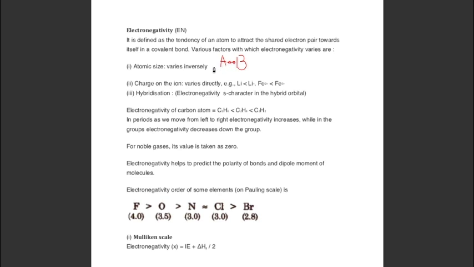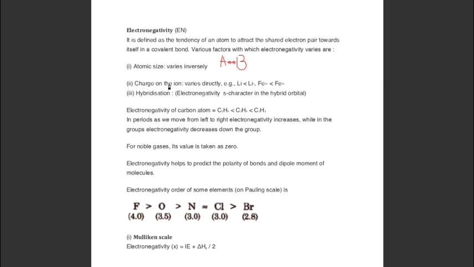Okay. Now let us discuss the factors that affect electronegativity one by one. First is atomic size. The smaller the size of atom A, the more attractive force its nucleus can put on these electrons, and hence A attracts these electrons more strongly towards itself. So electronegativity varies inversely with size.